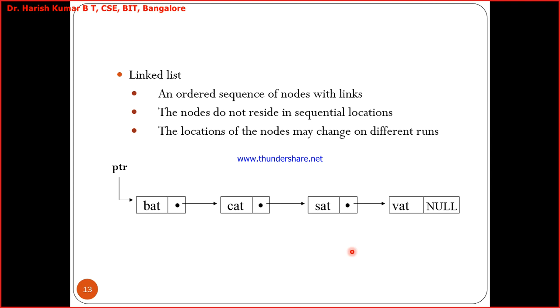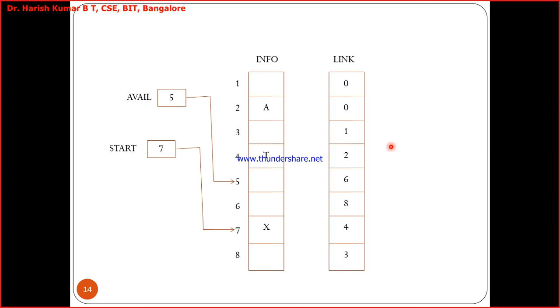So the nodes are not residing sequentially inside the memory. The locations of the nodes may change on different runs. For example, the first time I execute the program I may get some addresses, and the second time if I run the same program with the same nodes, the addresses may be different, because the addresses get allocated to us dynamically during execution time. This is how it looks.